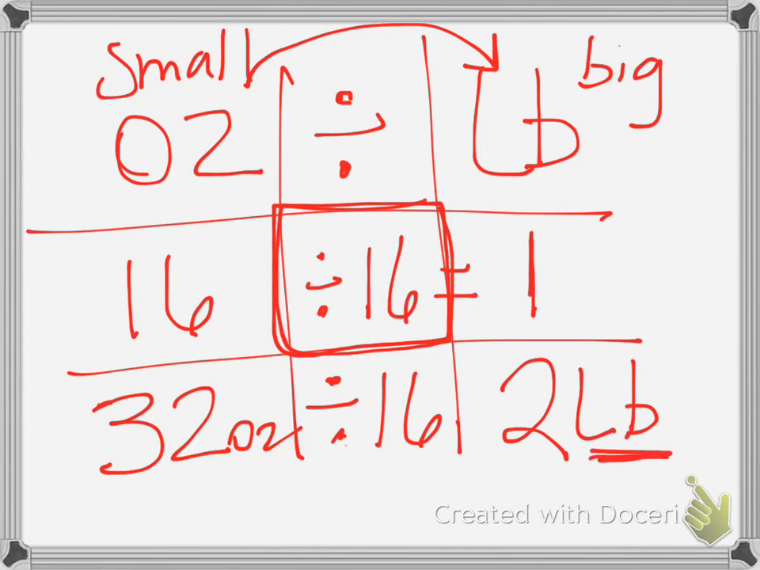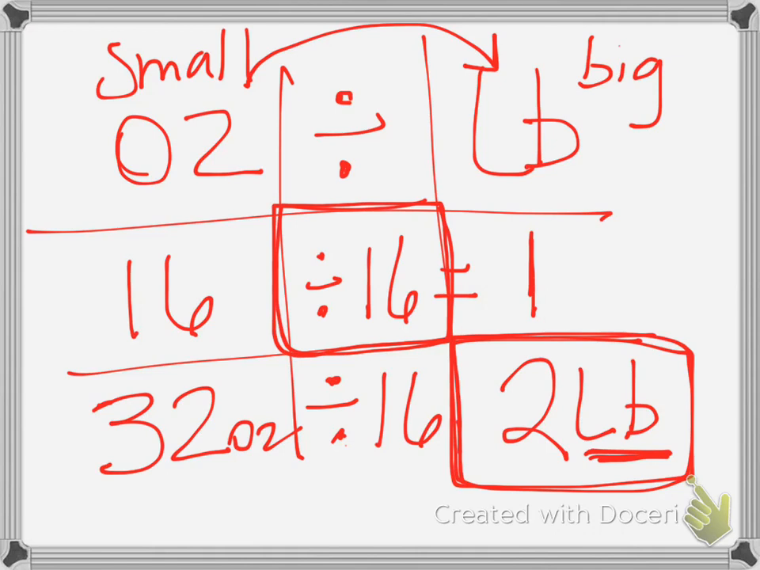Now don't forget this part right here. That's really important. That's your label. And so it's important that you label everything in measurement, so you know what you're talking about, because 2 pounds is way different than 2 ounces.